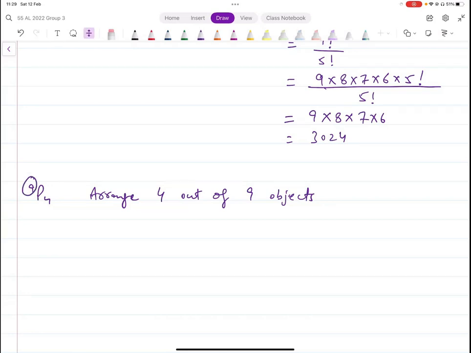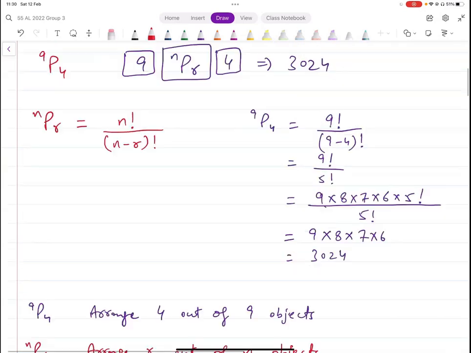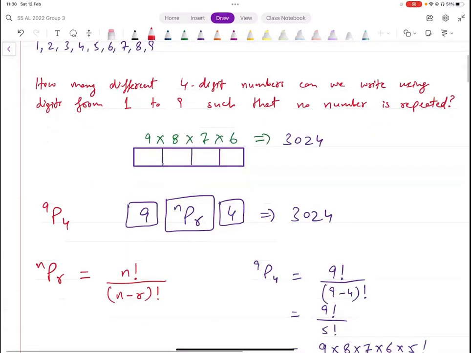So if you generalize it, you can say nPr means arrange r out of n objects. Take it: arrange r out of n objects. And you see, that's what we have here.